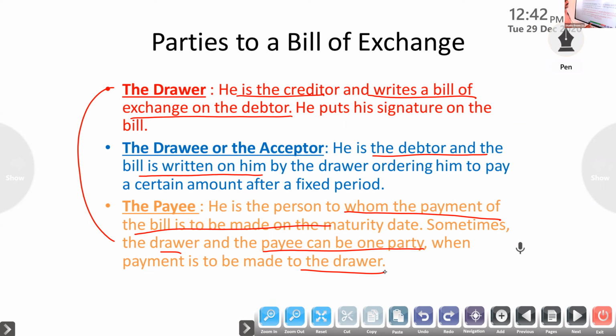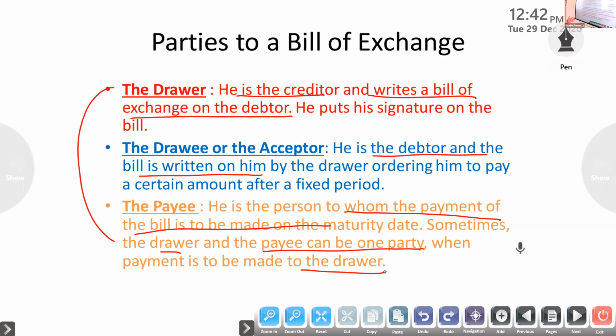So in that case, Aditya is the payee, to whom the amount of the bill is to be paid. So these are the parties to a bill of exchange: drawer, seller; drawee, buyer; payee, to whom the payment of the bill is to be made on the maturity date.